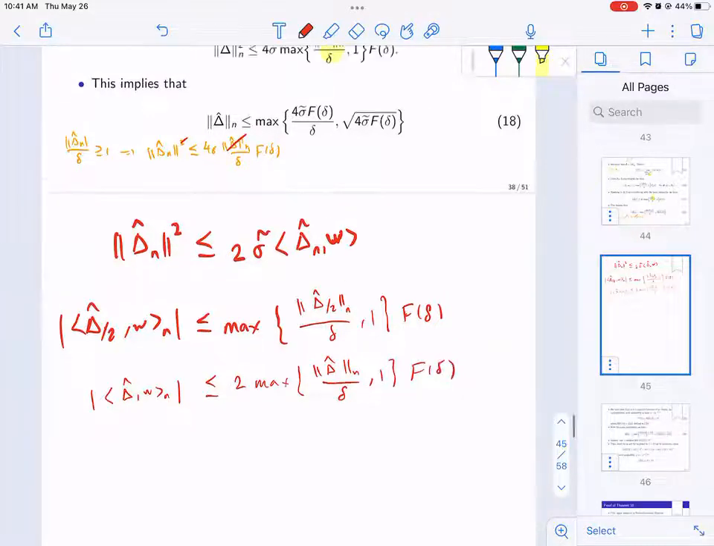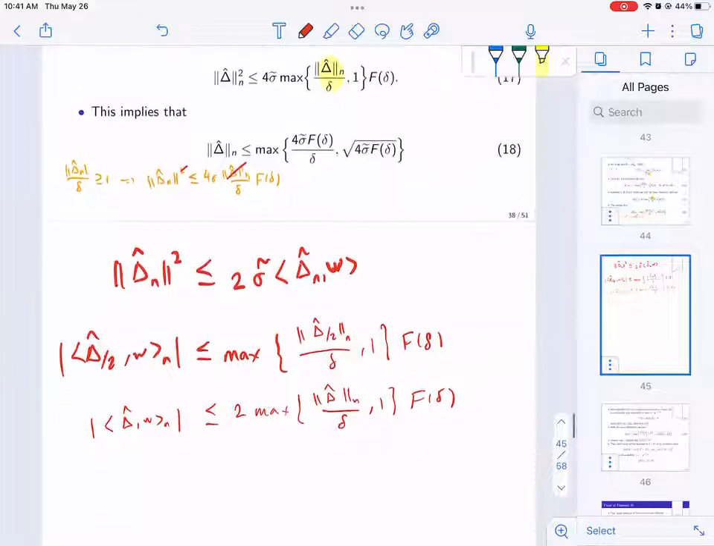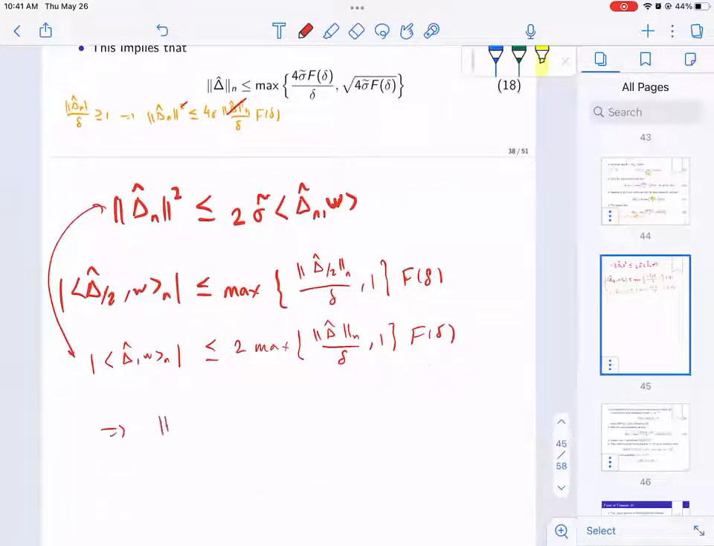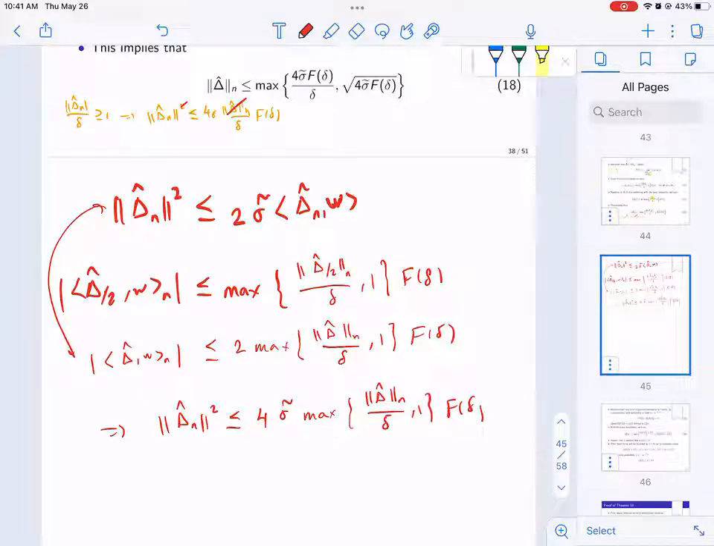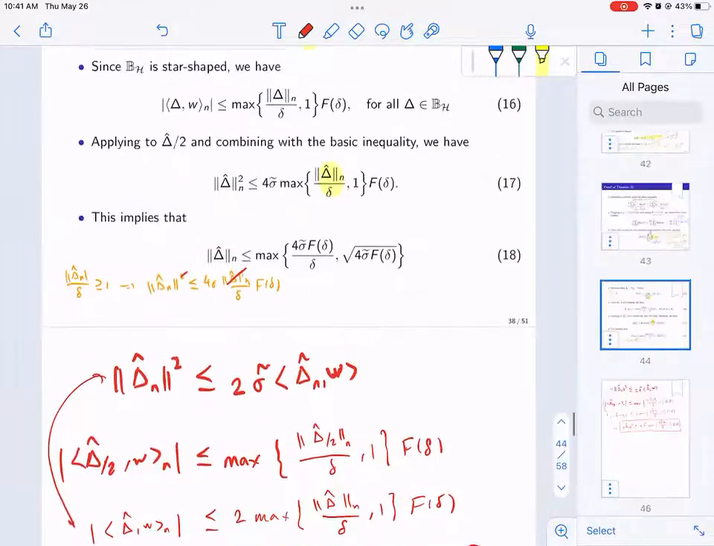So it seems to me that we can replace, so if I combine these two, I get delta hat n squared is less than or equal to, I actually get 4, which is nice. 4 sigma. I don't know how I did it earlier, but this also works, seems to be correct, right? That's how you get that bound. Just combine the basic inequality with this. Sigma tilde is sigma over root n. So I get this inequality.